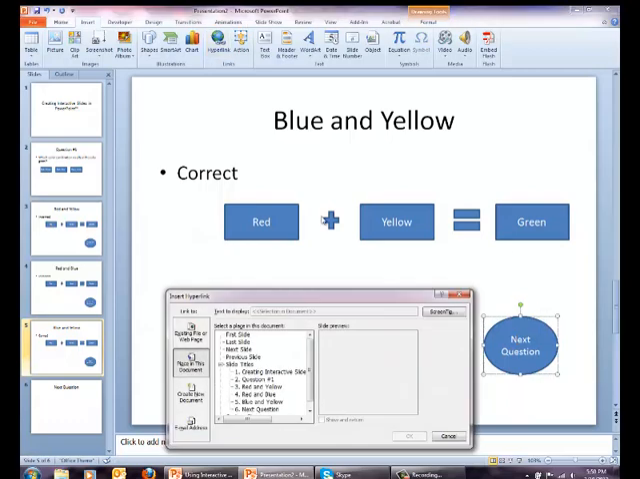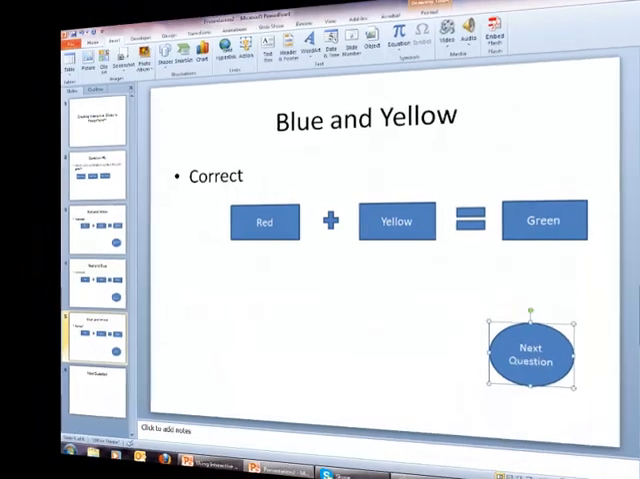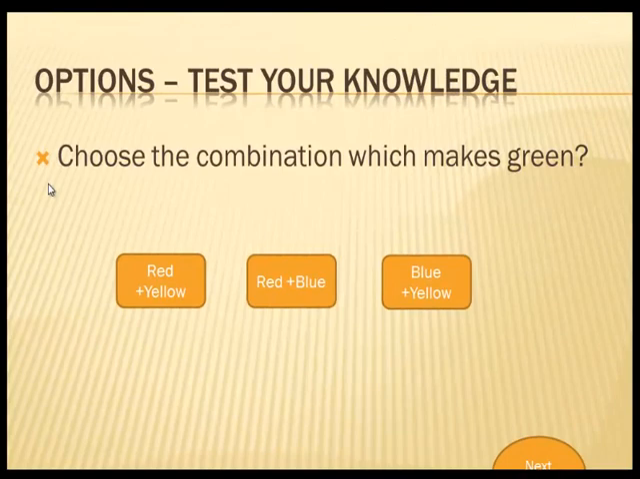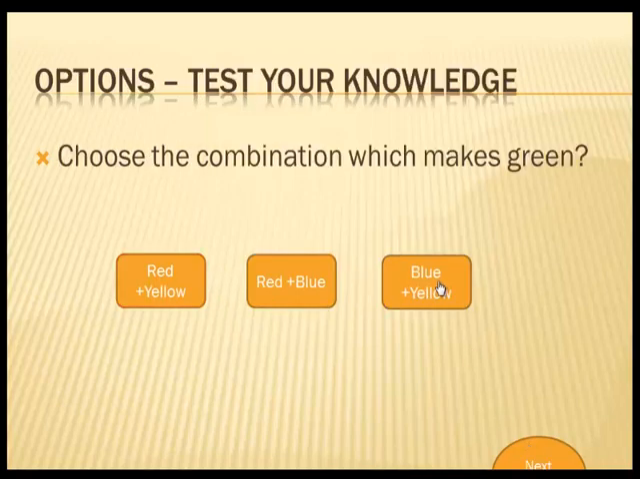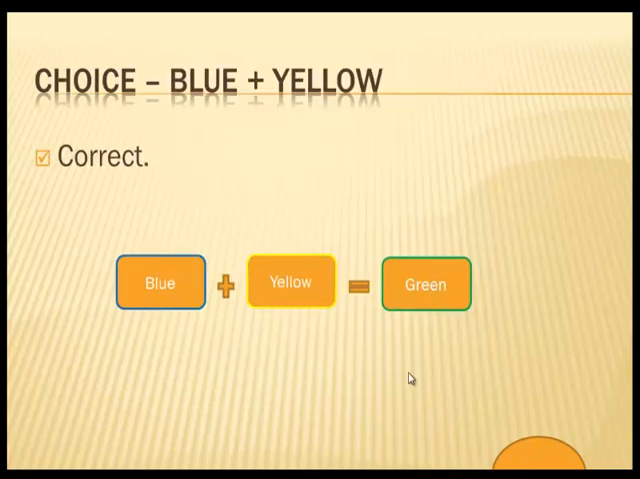Now that we have an interactive PowerPoint, let's take a look at one that is already completed to see how they actually work. The question asks us to identify the color combination that results in green. Let's click on red and blue. Incorrect. If we return to the original question by clicking the button in the lower right-hand corner, we can try again. This time we'll click blue and yellow. Correct. On to the next question.